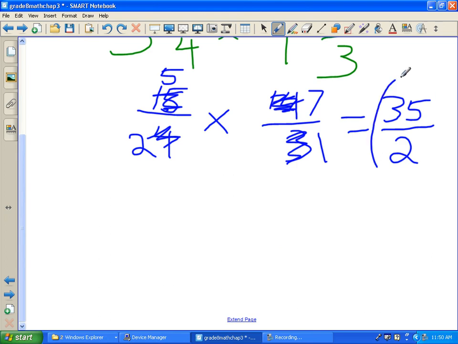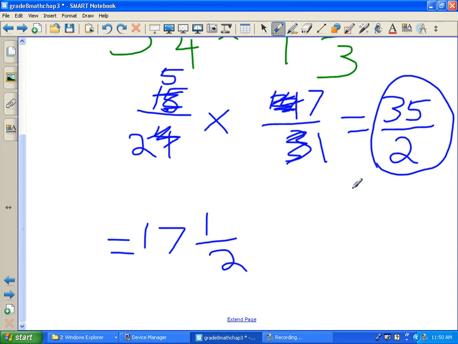Change this back to a mixed number. How many times will 2 go into 35? And the answer is 17 times. That'll give us 34, and we'll have 1 left over out of 2. So that becomes this when we change it back to a mixed number.